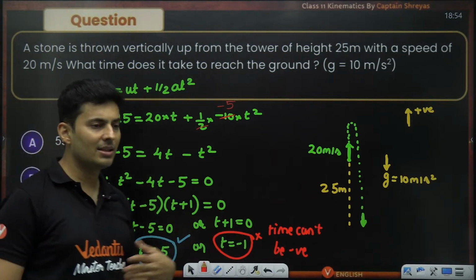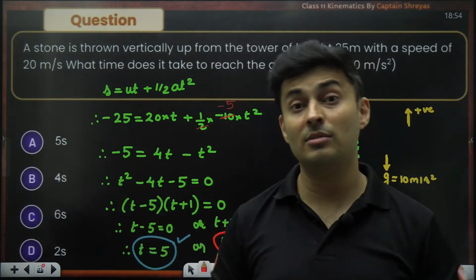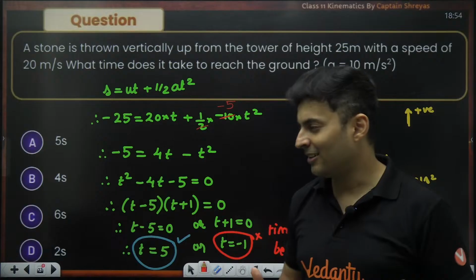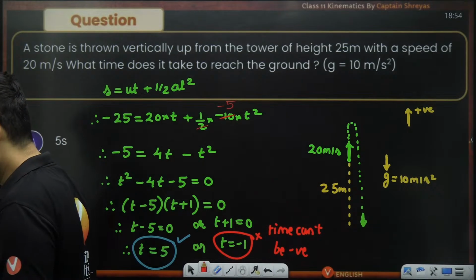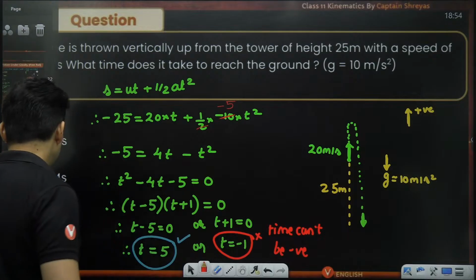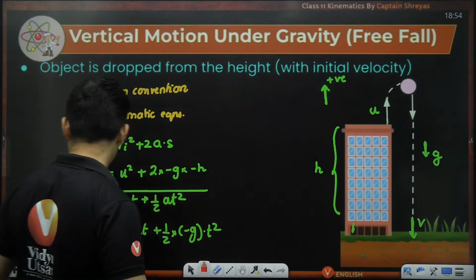So whenever you get such quadratic equations, always see which value makes sense. Do both values make sense, etc. Okay, you have to always visualize. So keep this in mind, this particular fact of negative displacement or positive displacement.